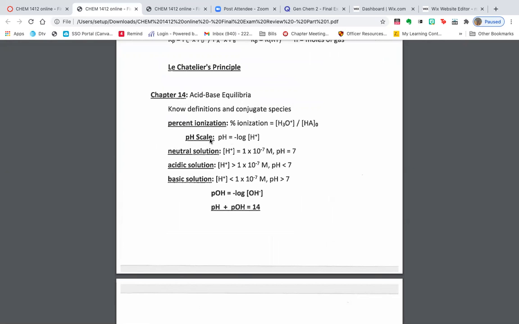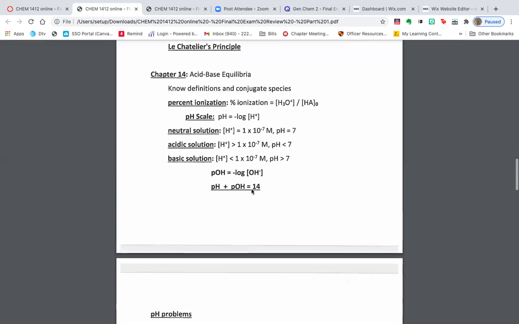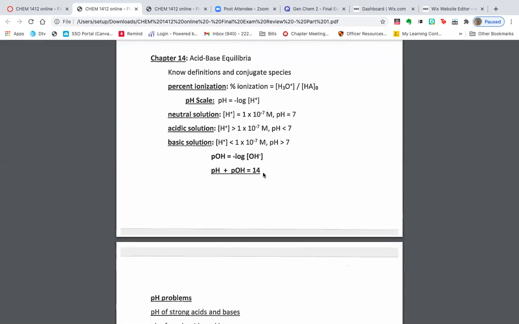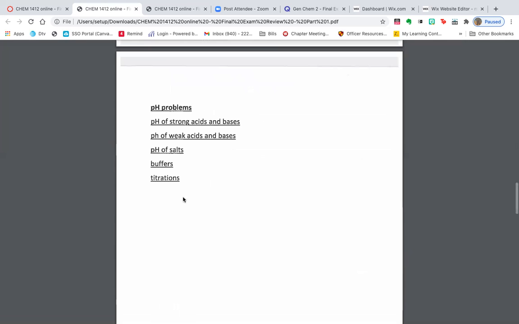The pH scale: pH is equal to the negative log of the H+ concentration, and pOH is equal to the negative log of the OH- concentration. And pH plus pOH is 14. And of these, if you remember the buffers, you can use the Henderson-Hasselbalch equation if you memorize that. If you don't, you can do them all the exact same way.